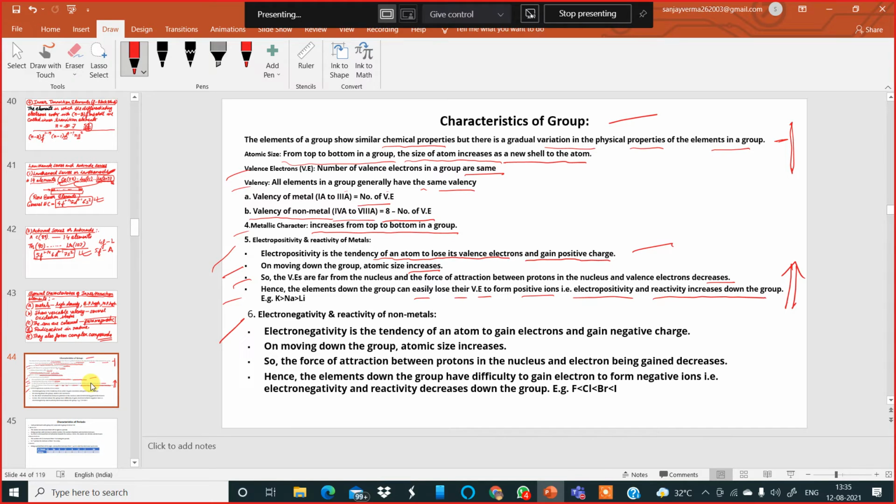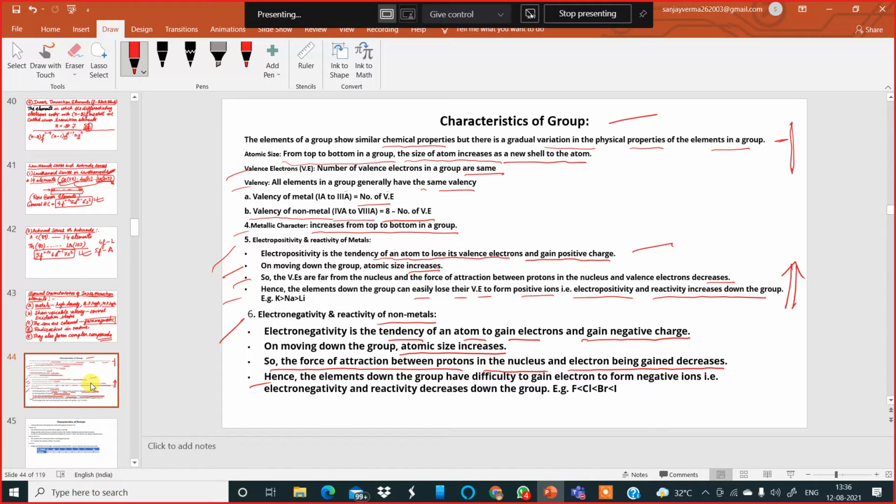Now, at the same time, point number 6 to remember: electronegativity and reactivity of nonmetals. Whenever I talk about electronegativity, I am talking about nonmetals. Keep that in mind. Electronegativity is the tendency of an atom to gain electrons and thereby acquire a negative charge. On moving down the group for non-metals, the atomic size increases. That is true. So the force of attraction between the protons in the nucleus and the electrons being gained decreases.